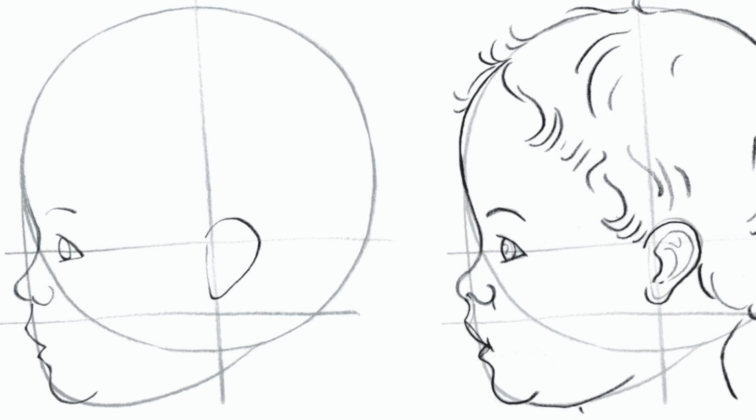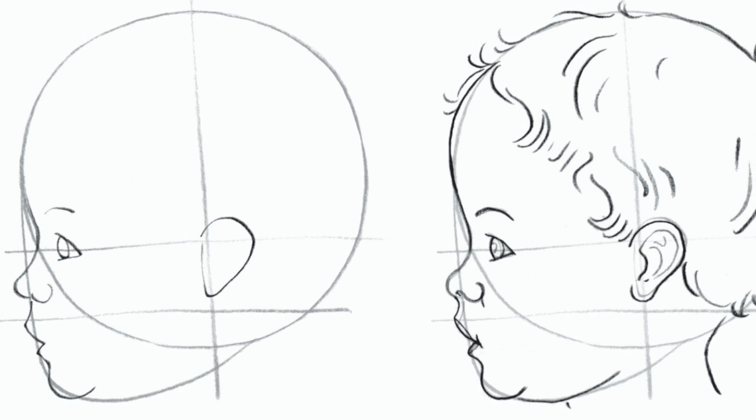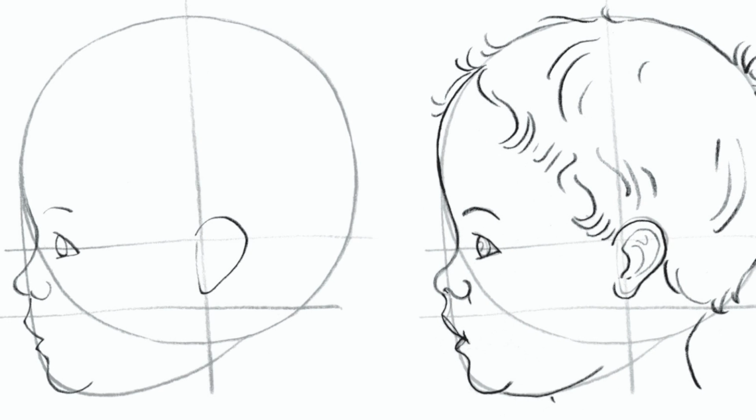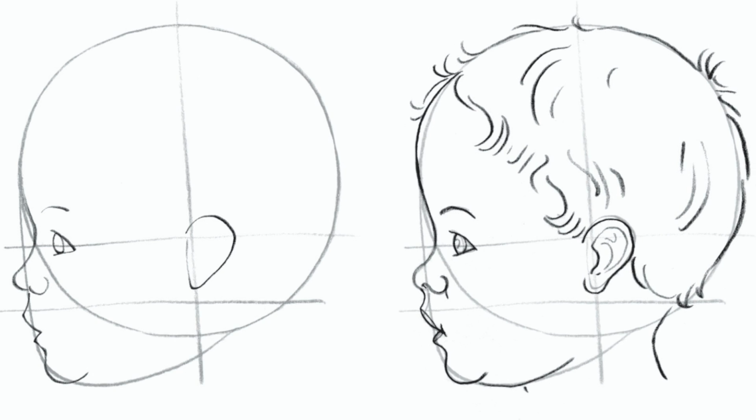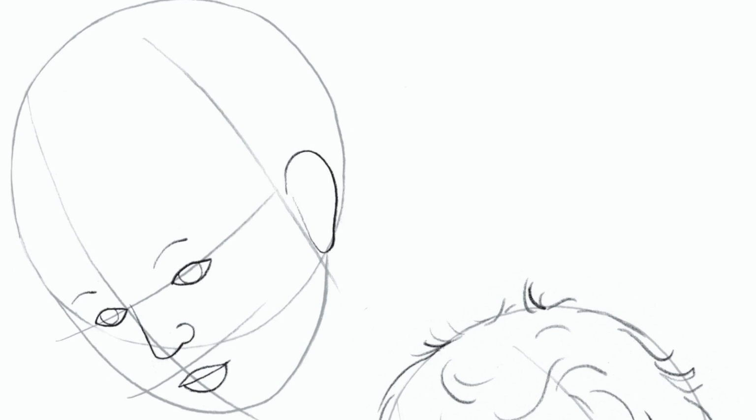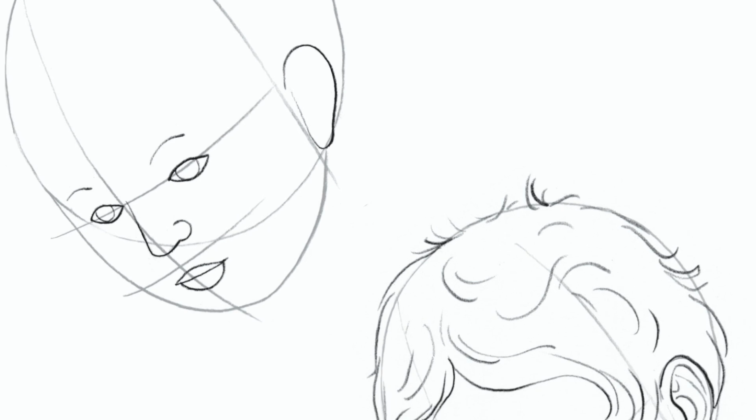In profile, the lower part of a young child's face is much smaller compared to the roundness of the back of the head. The forehead is also very rounded. The nose and the mouth turn upward. The 3/4 angle highlights the roundness of the cheeks and chin.